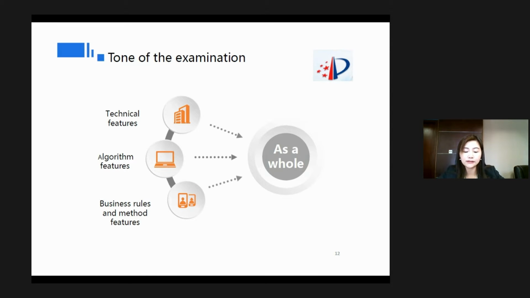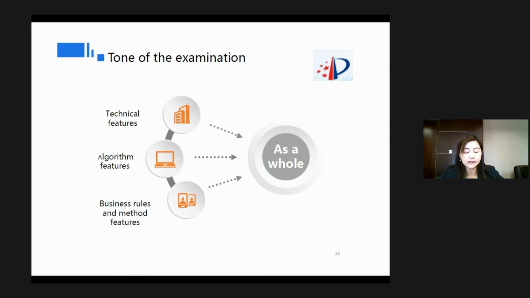All the features in the claim should be considered, including technical features, as well as algorithmic features or business rule and method features. The contribution of technical features and non-technical features should both be considered.